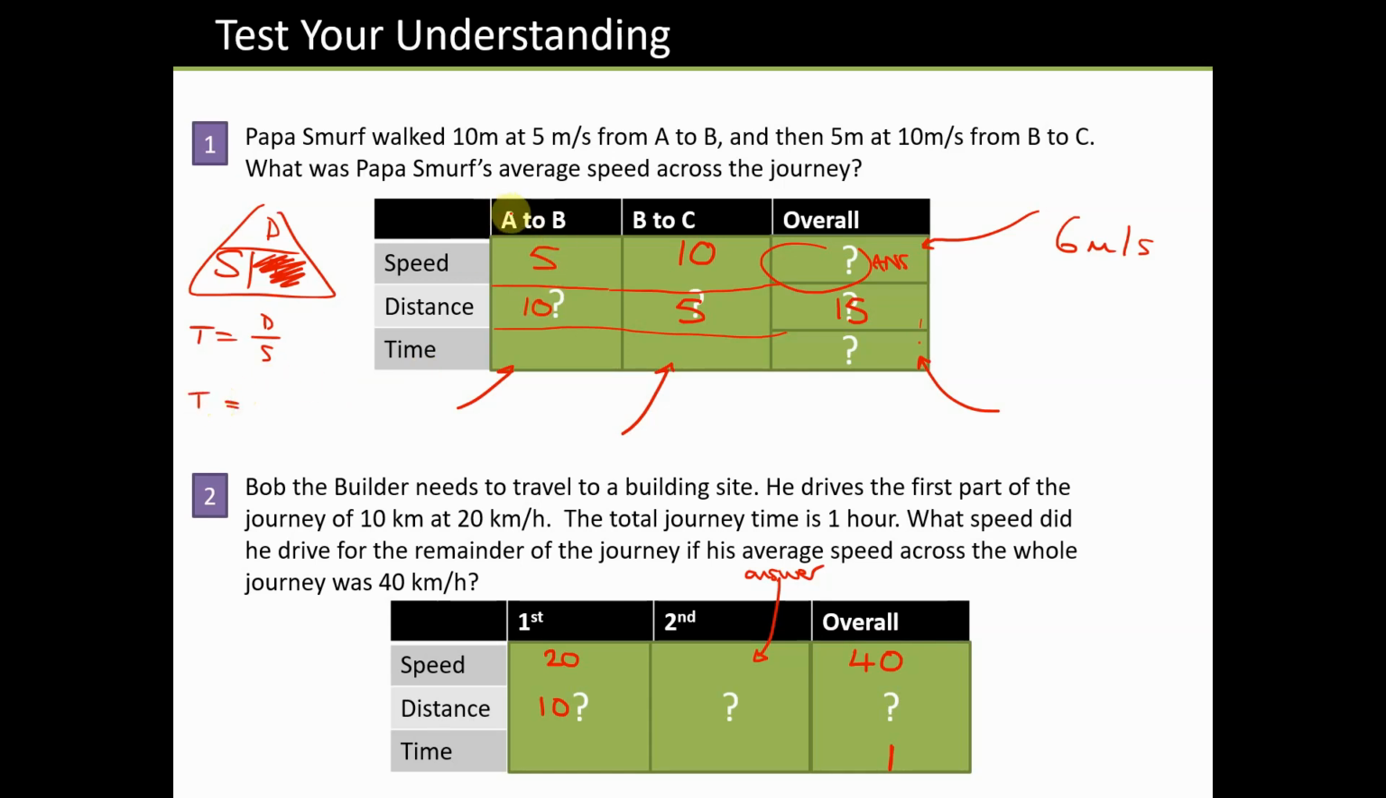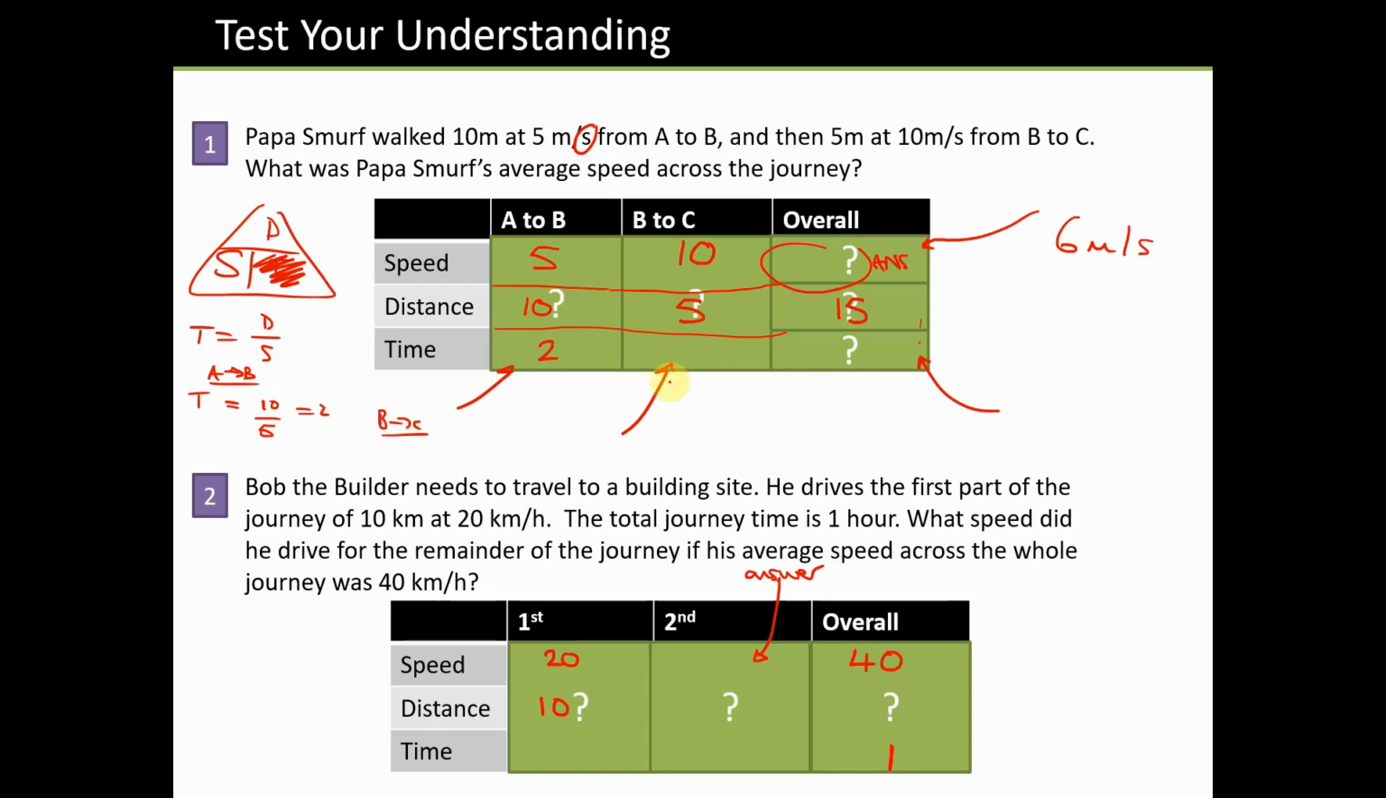So in this case, A to B, the distance is 10 and the speed is 5. So the time it's taken is 2. In the context, that would be 2 seconds. Think about it, if he's moved at 5 meters per second, it'll take him 2 seconds to go 10 meters. So that seems to make sense.